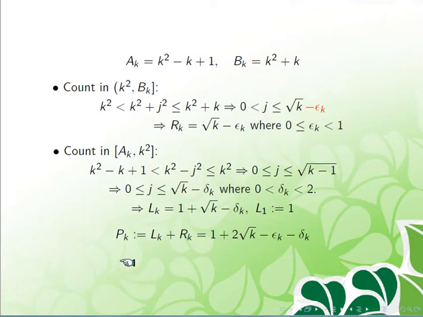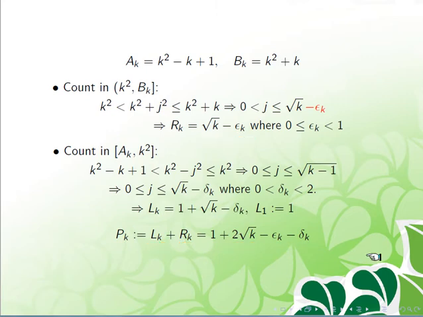Now, altogether, is the number of squarish integers around k squared. From the left side and the right side altogether, we have this many and we have that many. So we have 2 times the square root of k, there's 1, and there are small terms, epsilon k and delta k, that are involved.